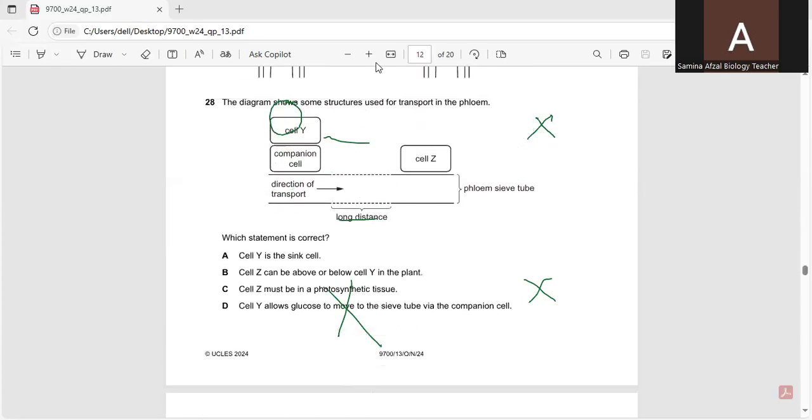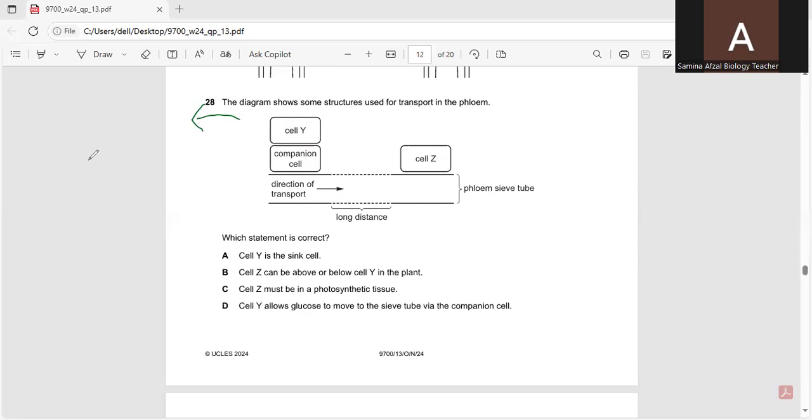Now moving towards the next question, which is 28. The diagram shows some structures used for transport in the phloem: cell Y, companion cells, direction of transport, and cell Z. Which statement is correct? Cell Y is the sink cell. Sink is that cell where the food has to reach from the source. Source are those points where the food is manufactured.